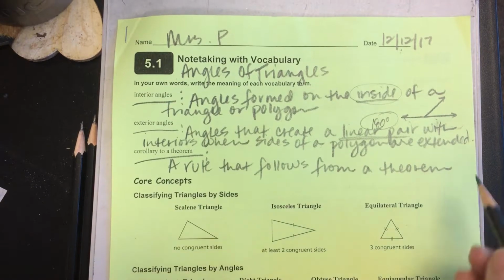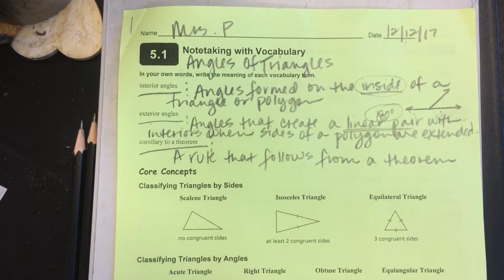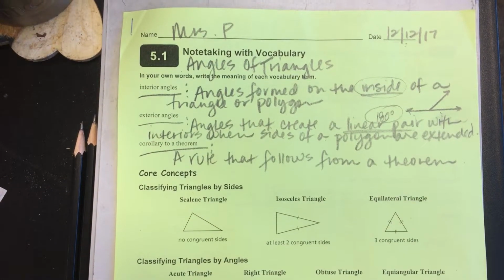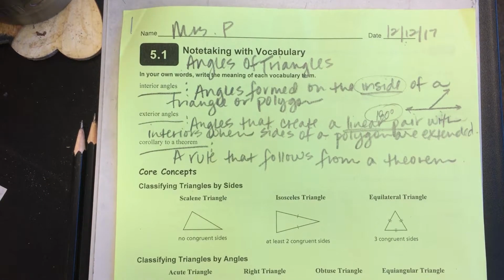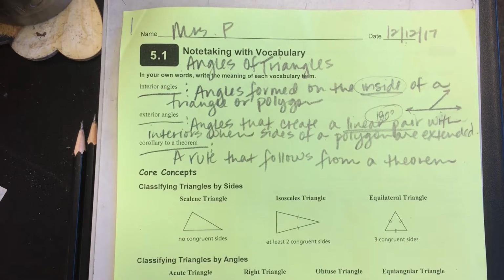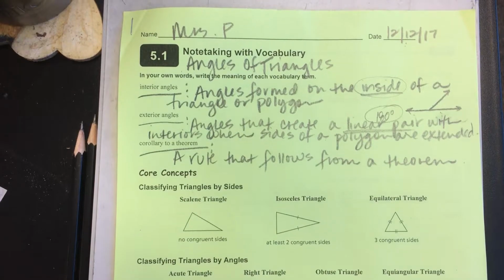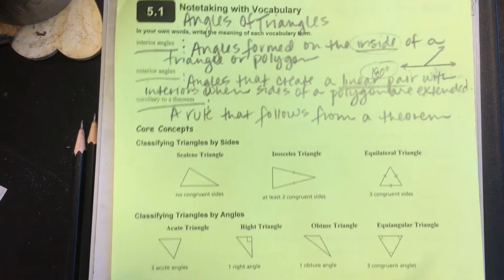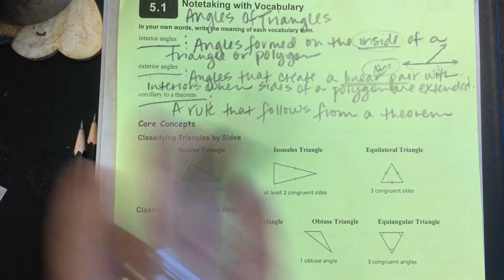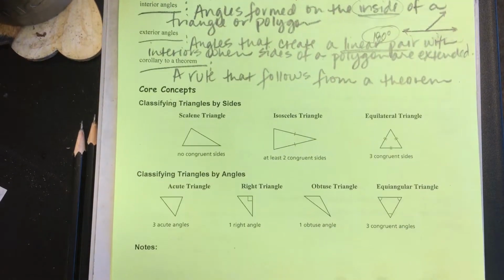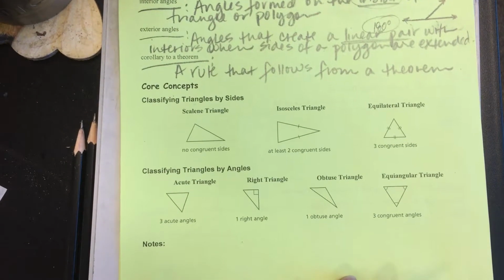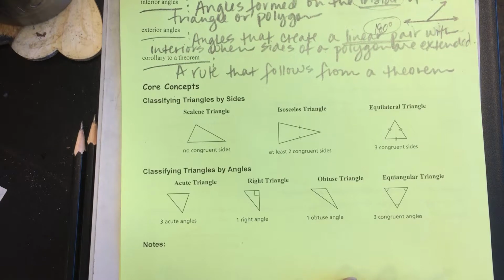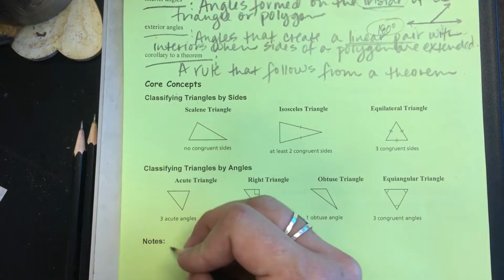And then the corollary to a theorem is a rule that follows from a theorem. And when we look at the next page, I'll explain to you how our corollary follows a theorem that we already know. There's two different areas that you have to look at triangles for when you want to classify them. What it boils down to really is when we want to give a triangle a name, we have to classify it both by its sides and its angles. I'm going to jot that down in the notes.